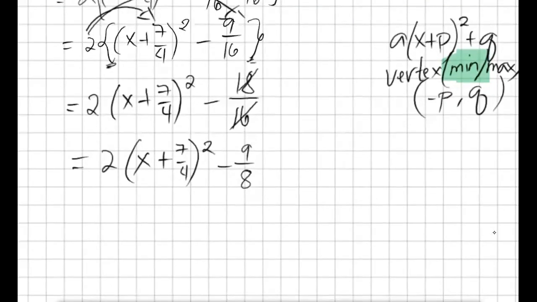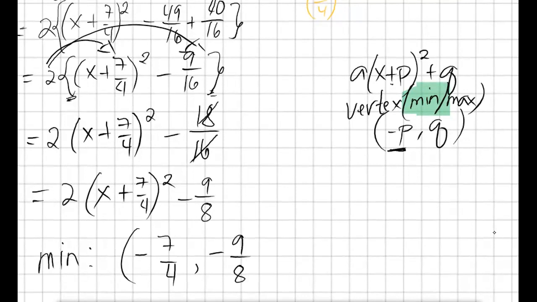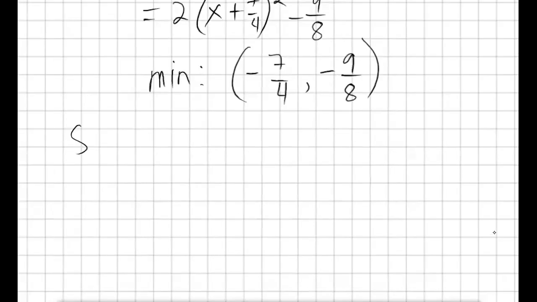Okay, so remember, in getting the x value of the vertex or the minimum, we need to change the sign. From positive, it becomes negative. So if it is negative, then it should be positive. Okay, so our minimum is negative 7 over 4, and our y value of the minimum is negative 9 over 8. Okay, so now let's proceed to step 4.